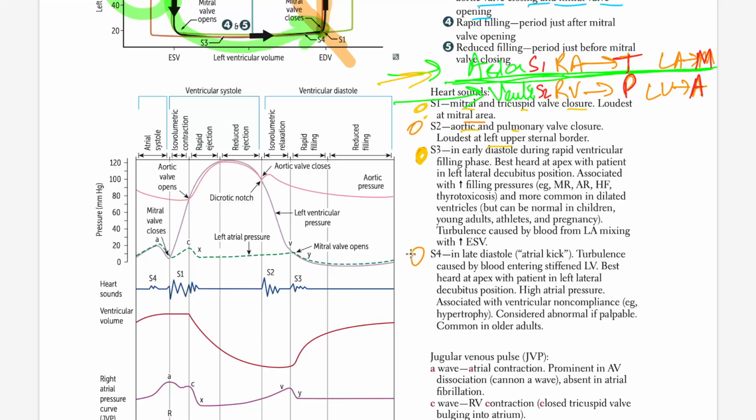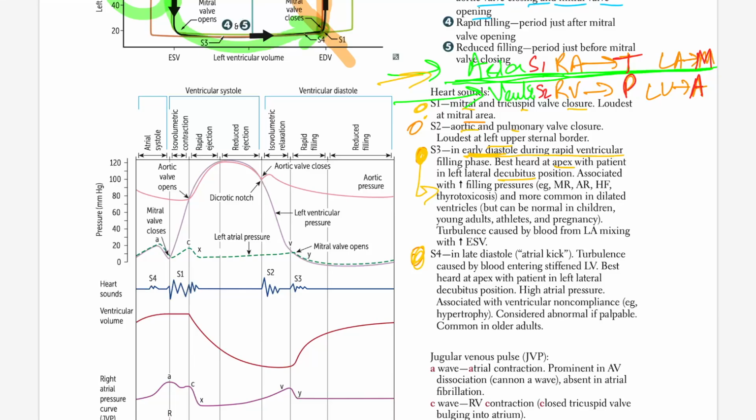Now, what is S3 and S4 now? So S3 is an early diastole during rapid ventricular filling phase. So again, it's coming in early diastole, rapid ventricular filling phase. Best heard at the apex with the patient on the left lateral decubitus position, associated with high yield at this point. What is it associated with?